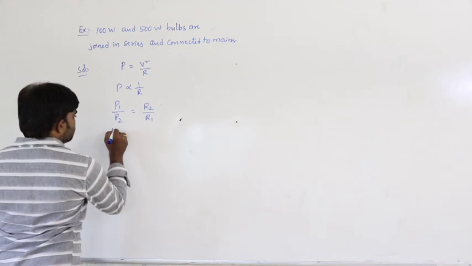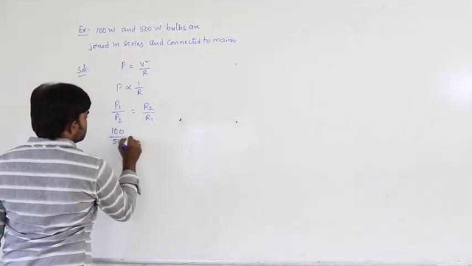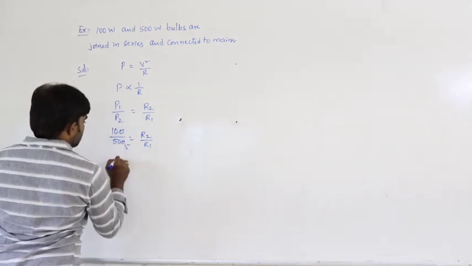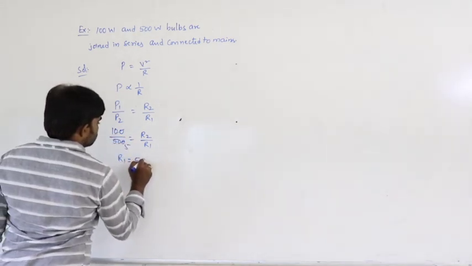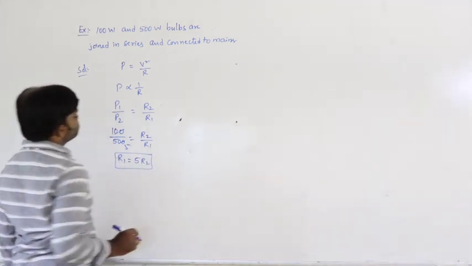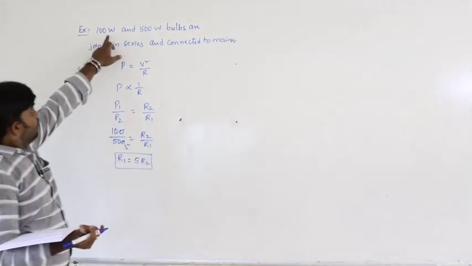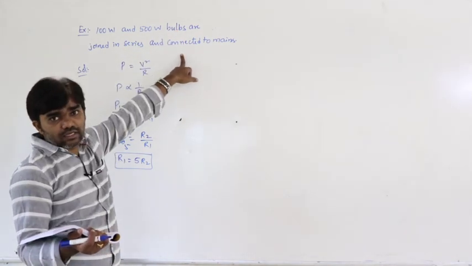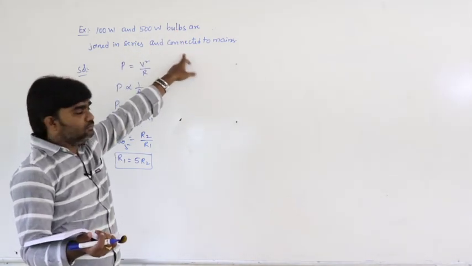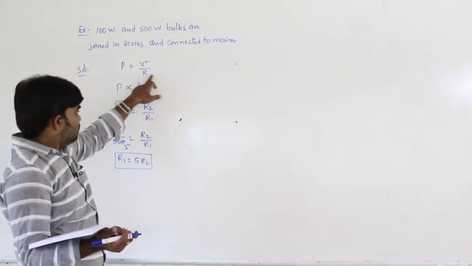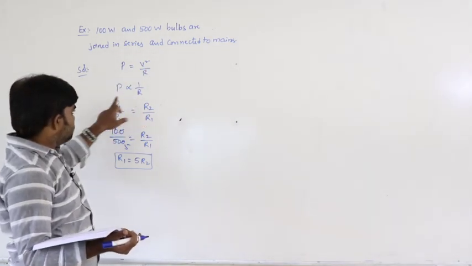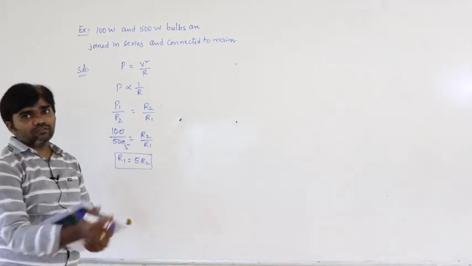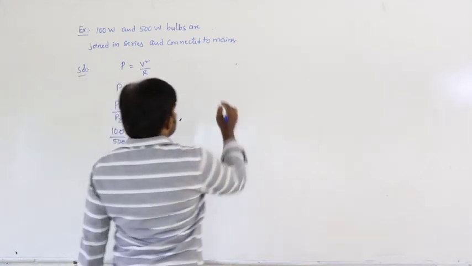What is the P1 here? 100 divided by 500 is equal to R2 by R1. So R1 is equal to 5R2. The 100 watts and 500 watts bulbs are connected in series and connected to the mains. Mains means potential is the same. So P is equal to V square by R, P is inversely proportional to R, P1 by P2 is equal to R2 by R1, 100 by 500, that is R1 is equal to 5R2.